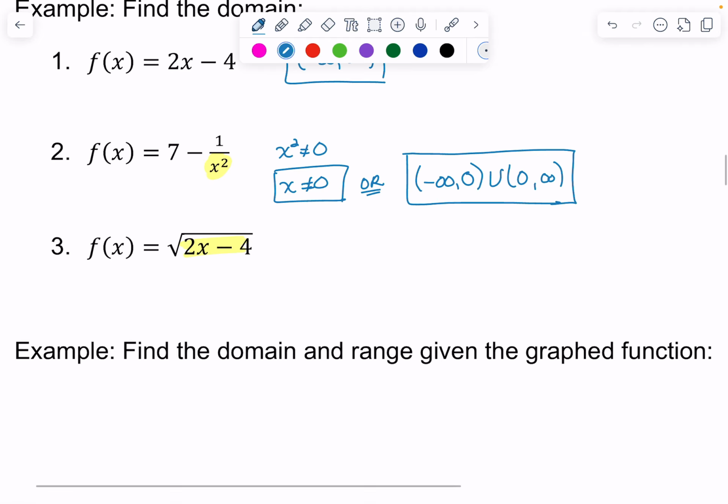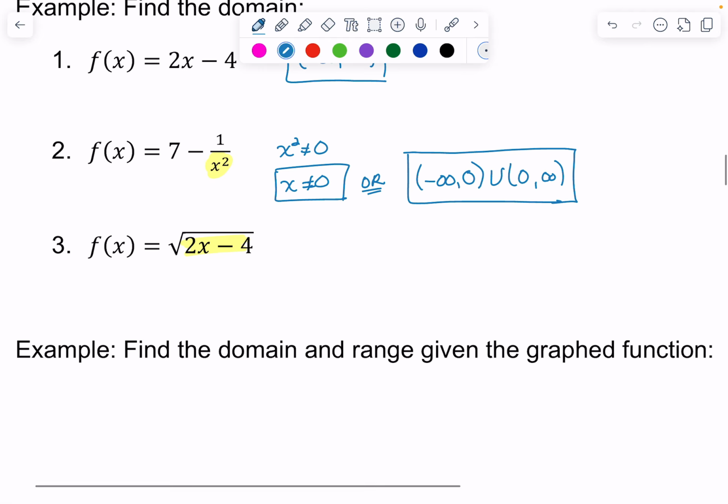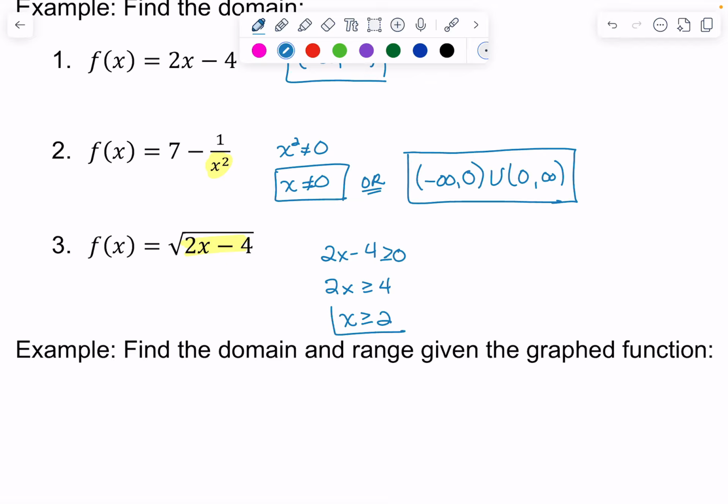All right? So what I want is that 2x minus 4 has to be greater than or equal to 0. If I add 4 to both sides, I get that 2x is greater than or equal to 4. And dividing both sides by 2, I get that x is greater than or equal to 2. This would be my inequality answer.